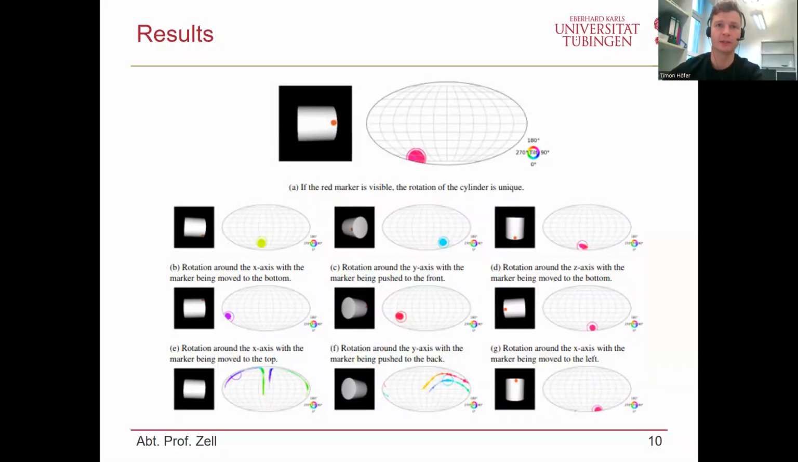In case of the red marker being on the back, we can see that we predict a continuous symmetry, contrary to a cylinder that is not marked. The symmetry line has a gap in between, which reflects the subset of rotation with the marker being visible.